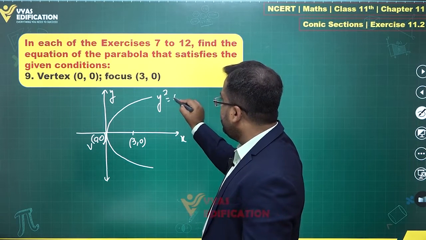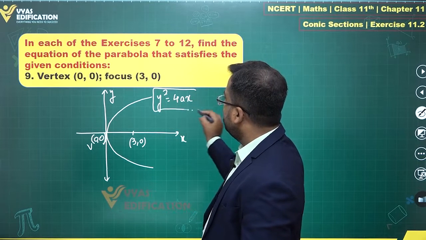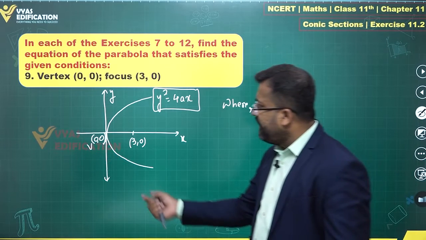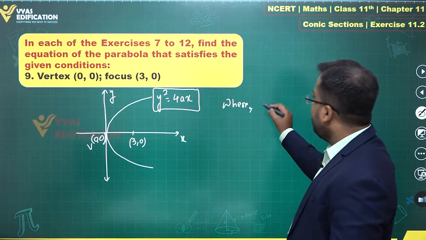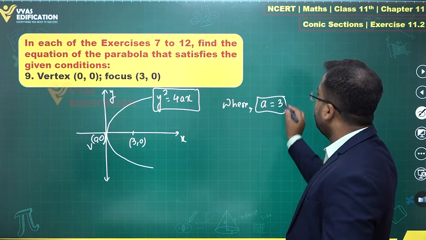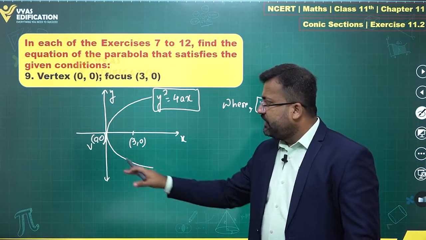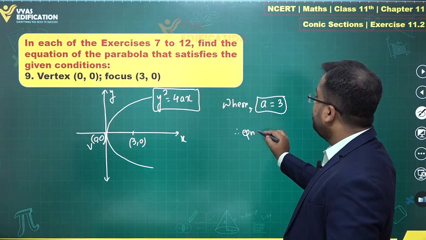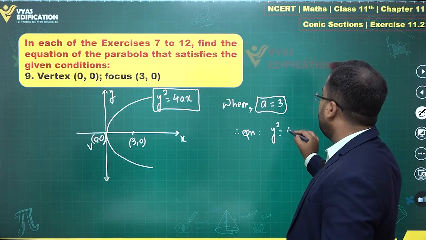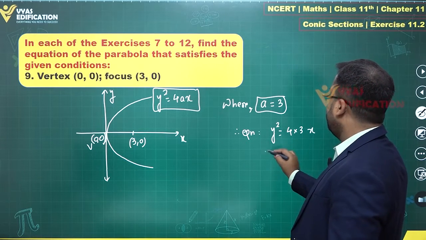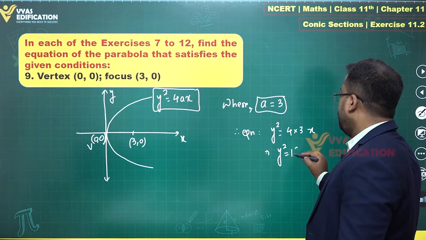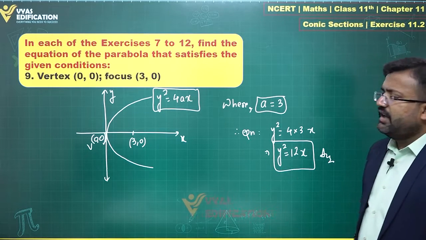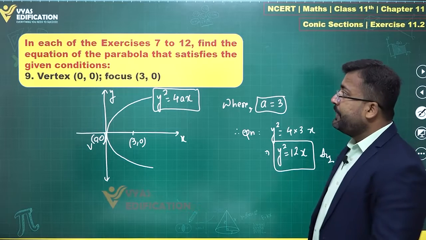Where the equation will be y squared is equal to 4ax, and the value of a will be this distance, a equals 3. This is a. Given the focus and vertex, we can easily identify a. Therefore, the equation of this parabola will be y squared is equal to 4 into 3x, which implies y squared is equal to 12x, is my answer for this question. That's the final answer. Yes, that's the 9th question for us.